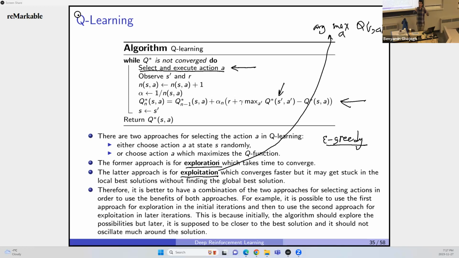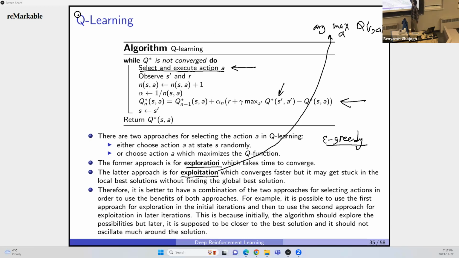If I select action A randomly, it means that I explore the whole set of options that I have, right? Then it is good for exploration. So when you do that, you will converge later, but at least you explore. So you are slower to converge, but you explore.